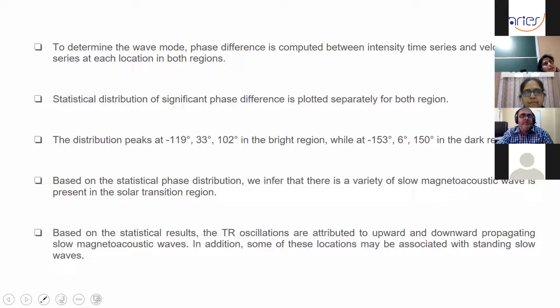In one region, we found both propagating and standing wave in the bright region, and in the dark region, we found only the signature of downward propagating wave. It can be upward or downward propagating. But why is it so? Is there a physical reason for this, that we get only propagating waves in internetwork, because the dark region is your internetwork?